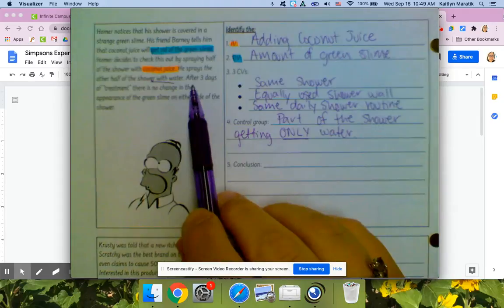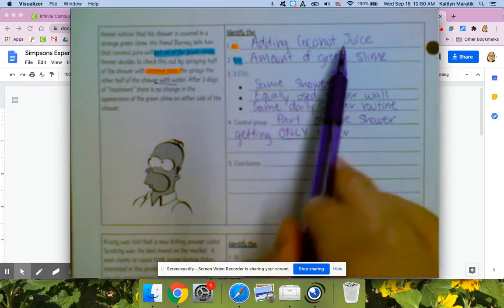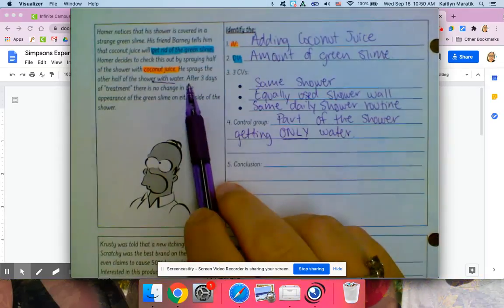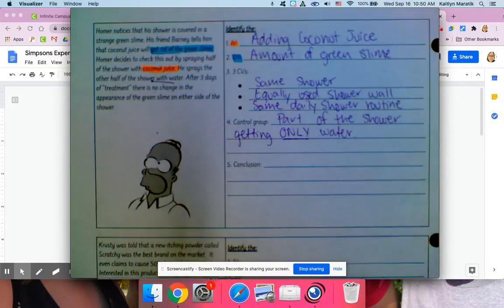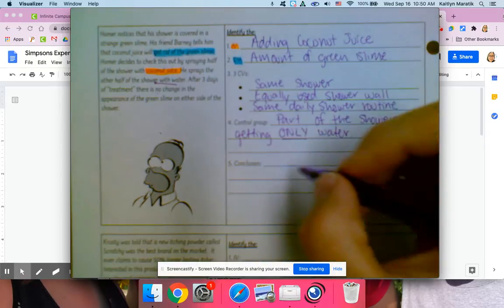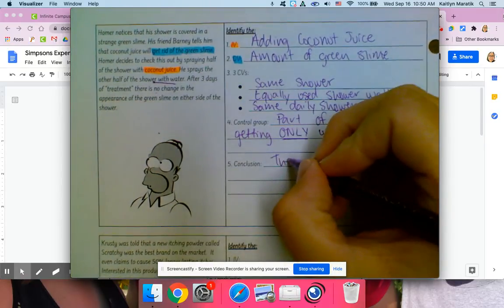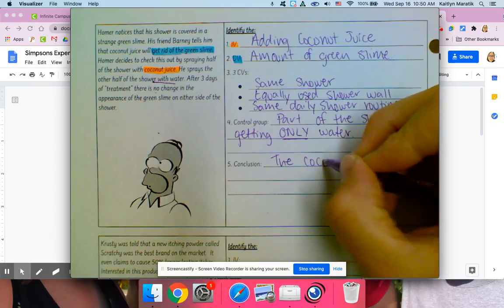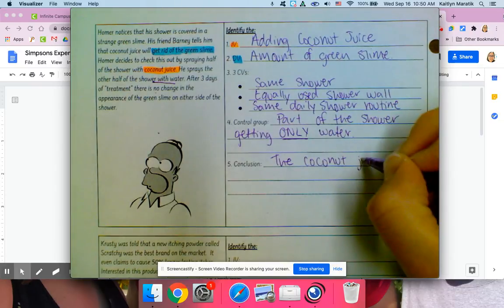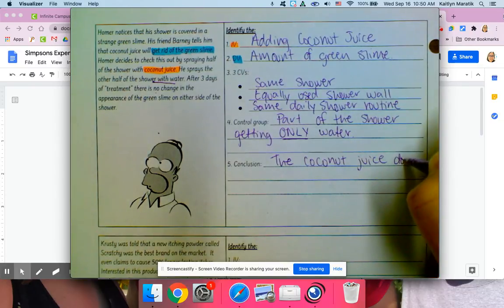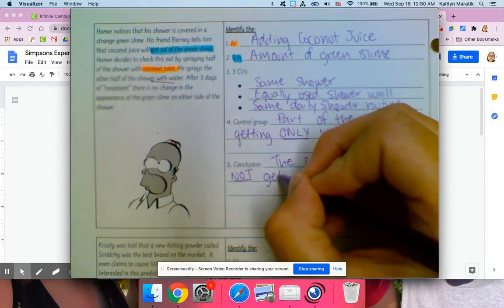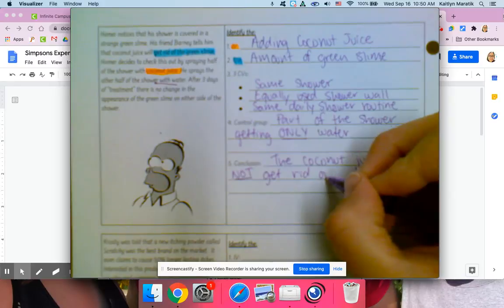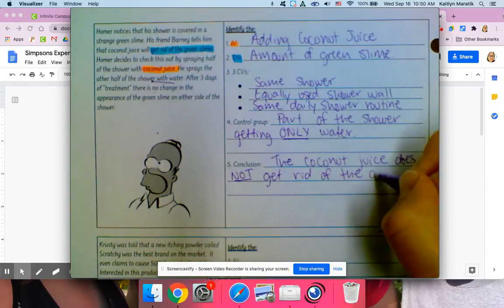After 3 days, if we added the coconut juice, did we get rid of the green slime? After 3 days of treatment, there's no change in the appearance of the green slime on either side of the shower. So, conclusion, the coconut juice does not get rid of the green slime.